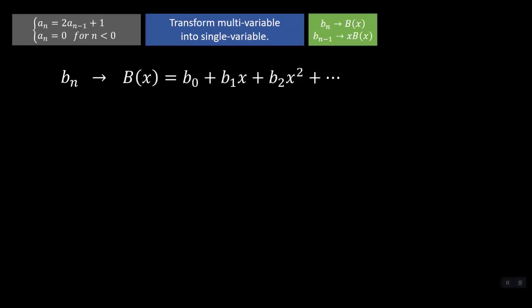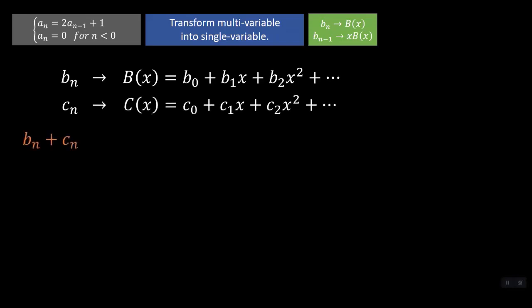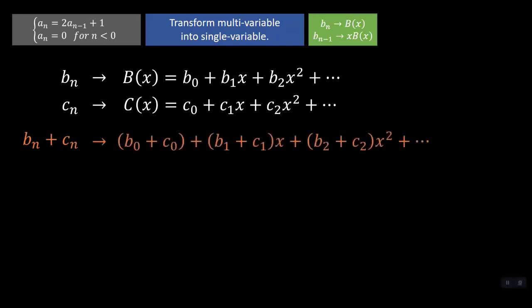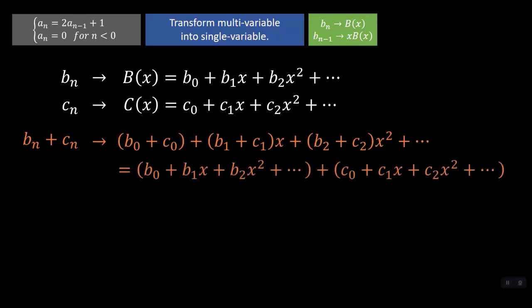Let's see the other properties of this transform. Say we have a sequence b of n with the polynomial b of x and c of n with the polynomial c of x. Then b of n plus c of n would have this polynomial. If we group out b's and c's, we would see that the result is b of x plus c of x. So if we add two sequences together, their polynomials are also added together.